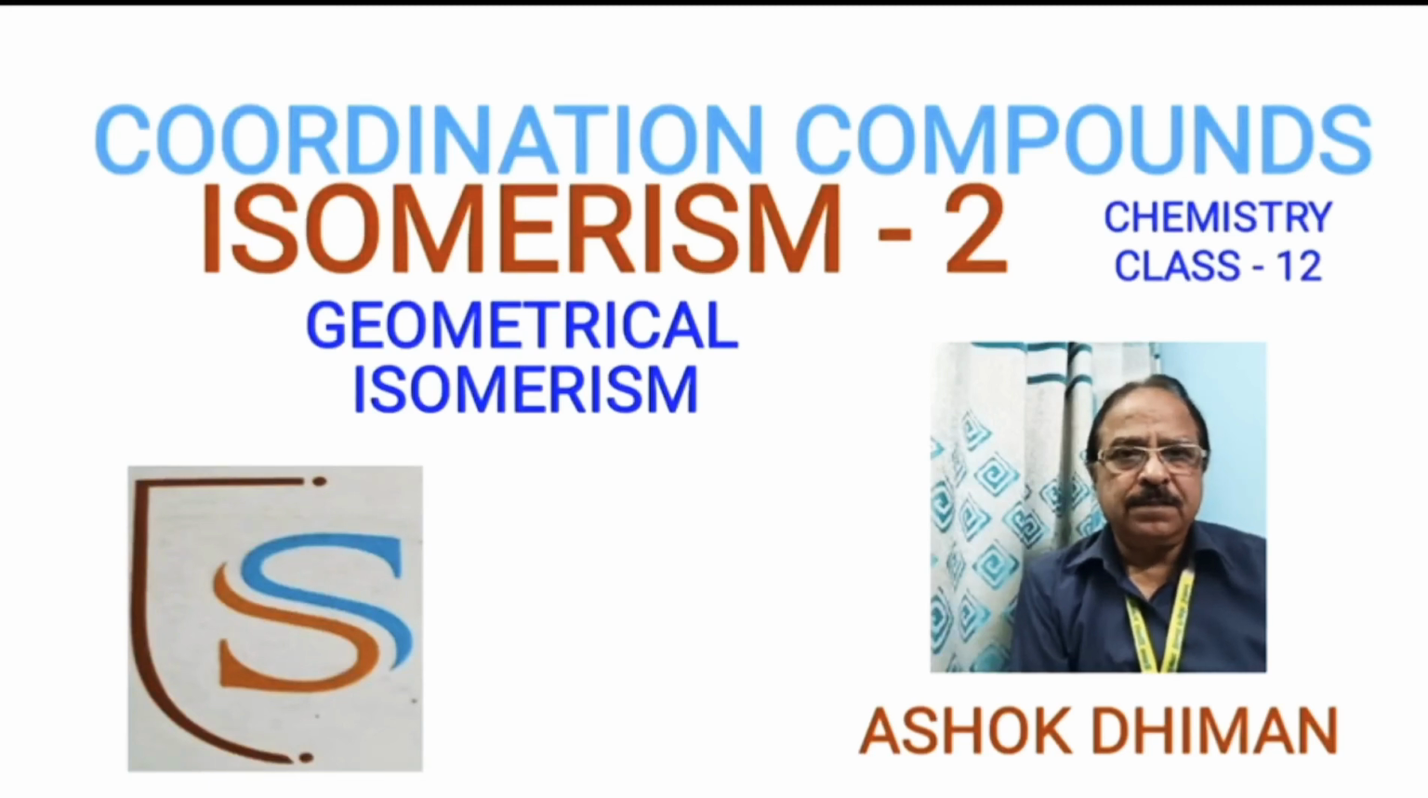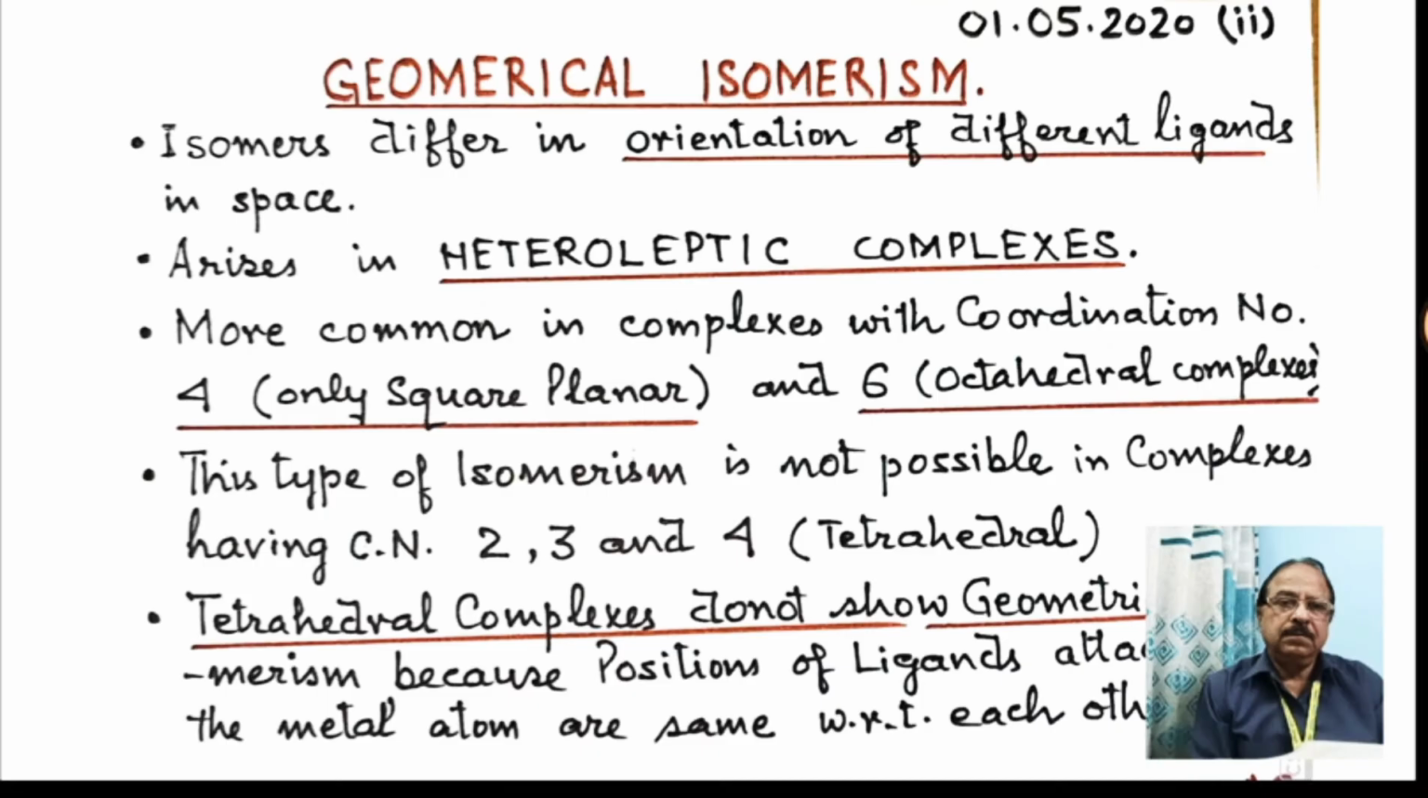Good morning, students. We have already studied structural isomerism in coordination compounds. The second type of isomerism shown by coordination complexes is stereoisomerism or space isomerism. This is further classified into two classes: one is optical isomerism and the second is geometrical isomerism. So today we will discuss geometrical isomerism.